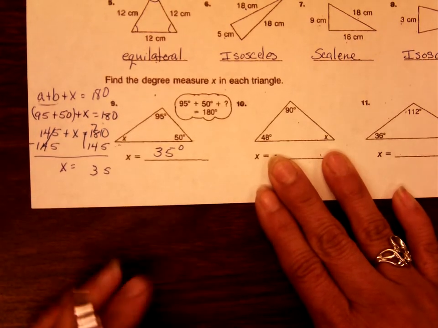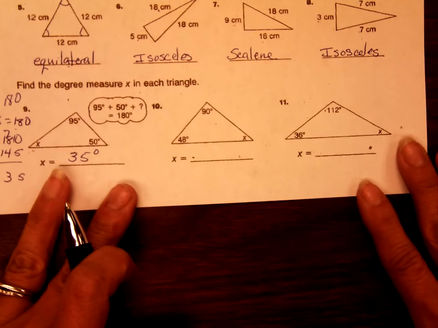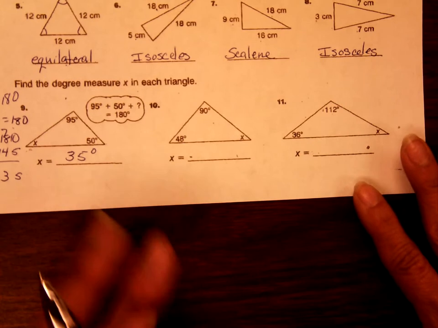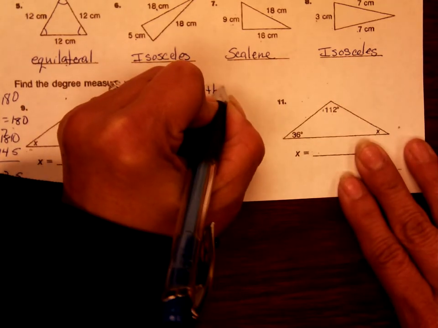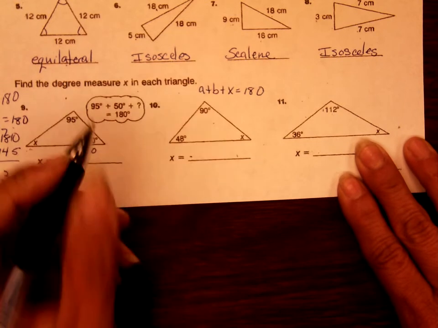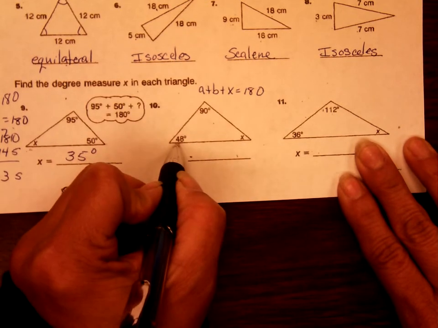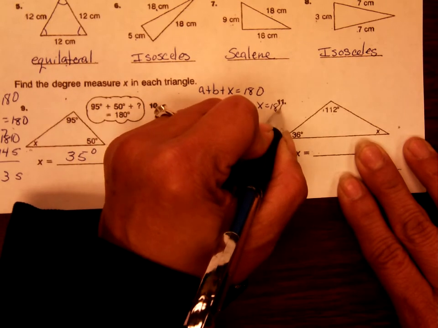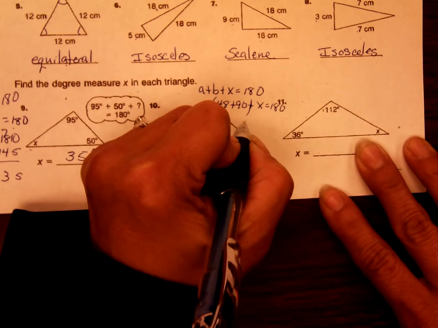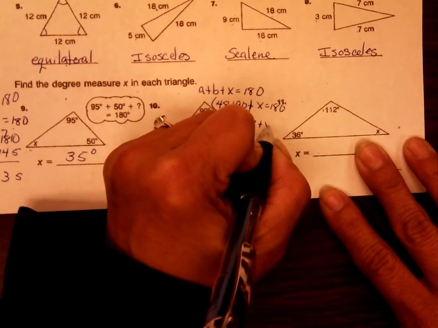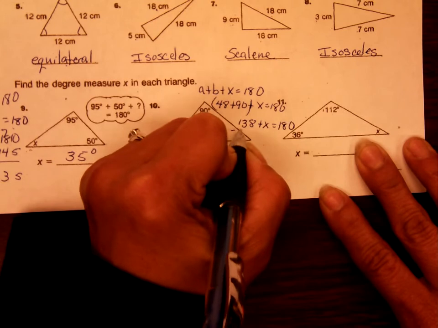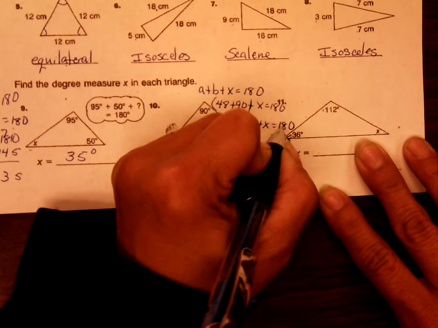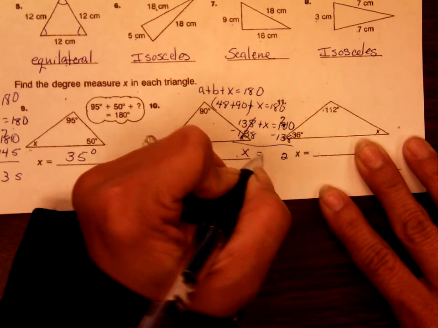All right, what I'd like you to do is do 10 and 11. Make sure you do it algebraically, and when you're ready, go ahead and push play. So for 10, you should have done a plus b plus x is equal to 180. Replace your a and b with 48 and 90. Add 48 plus 90, and you get 138 plus x is equal to 180. Subtract 138 on both sides, and x is equal to 42 degrees.